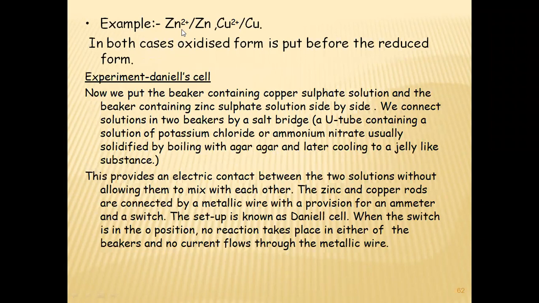For example, I have Zn2+ and Zn, Cu2+ and Cu. We have two states of Zn here: one is in the 2+ state and one is in solid form, simple zinc. Likewise, one is the 2+ state of copper and the second is simple copper. In both cases, the oxidized form is put before the reduced form. So every time you write these equations, there is a rule: you must put the oxidized form before the reduced form.